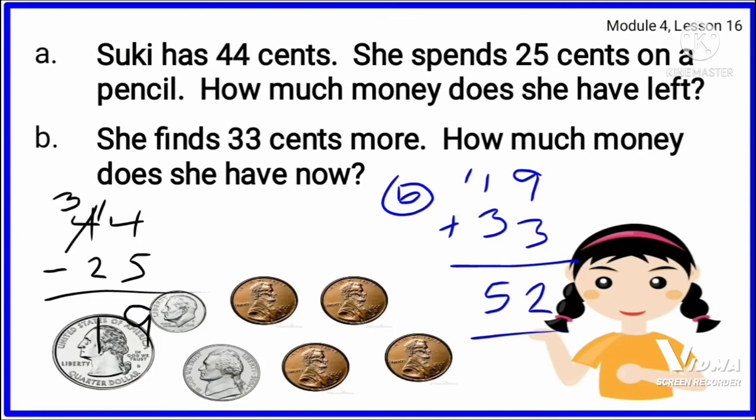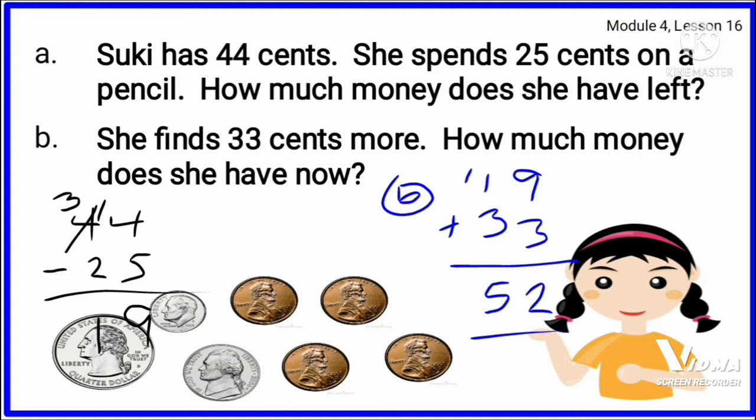Here's another word problem. It asks this question. Suki has 44 cents. She spends 25 cents on a pencil. How much money does she have left? 44 minus 25 that she spent will give you 19. On the left hand side, 19 cents. So she has 19 cents.